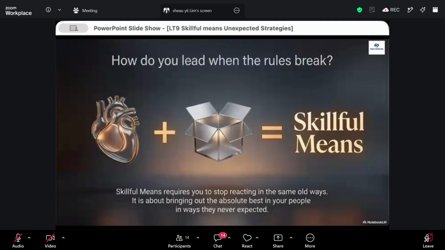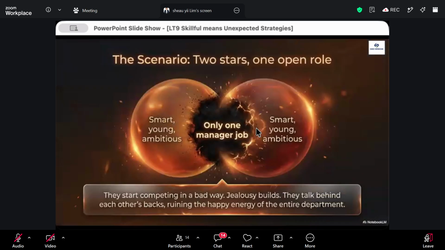It means that we want to bring out the absolute best of people in a way they never expected. So we have to stop reacting in the same old way when a problem happens. Skillful means does not mean we simply put people in tough situations, but that we have a very deep love for our people. So let's look at a story from the manual, where Geshe Michael gives an example.